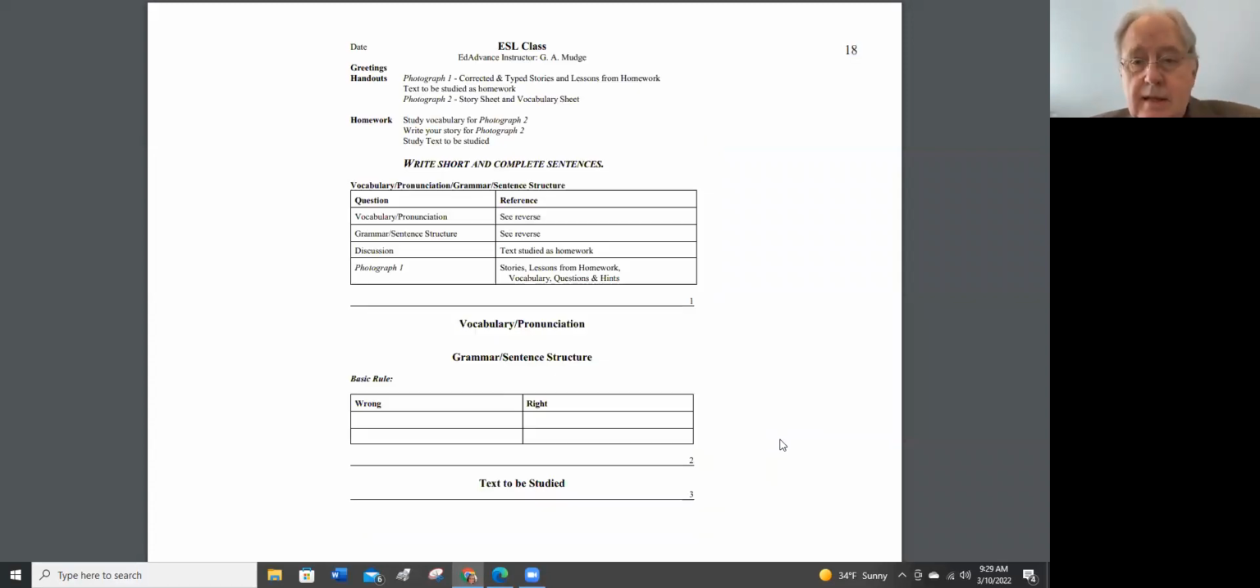Then the next visual, I use a format, an agenda for every class. I focus on vocabulary and pronunciation, grammar and sentence structure. I give them a text and we discuss it. And then we focus on stories and lessons, their stories about a photo in the book, and lessons from homework, which I develop based on the stories that they write. All very simple. Next visual.